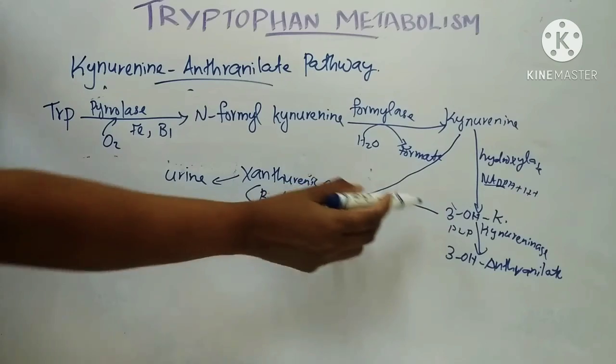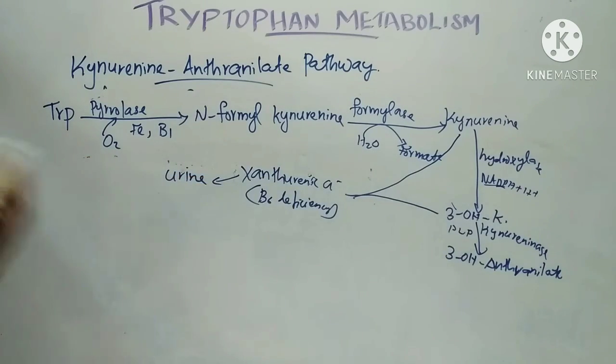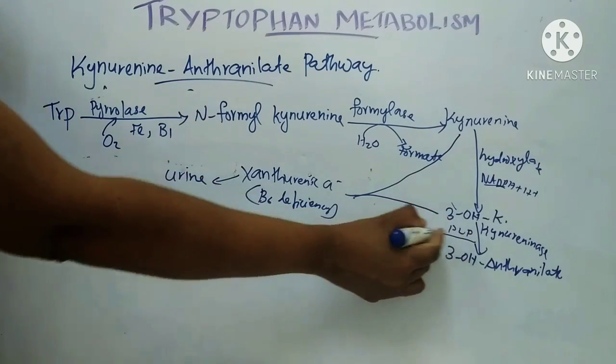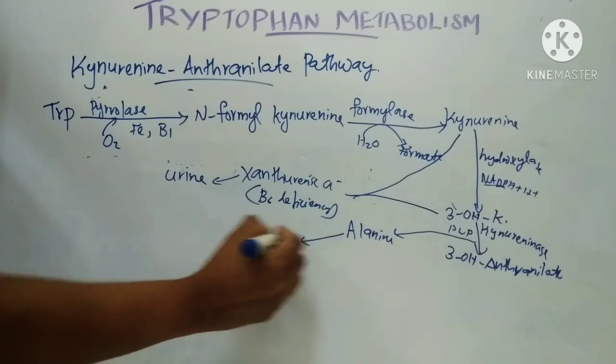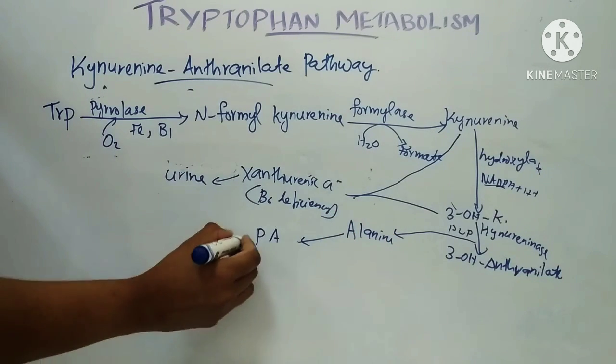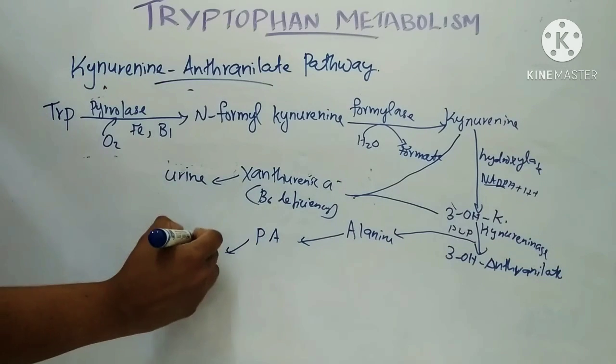Here 3-hydroxykynurenine can form alanine, and by transamination this alanine can be converted to pyruvate. So tryptophan is glucogenic.